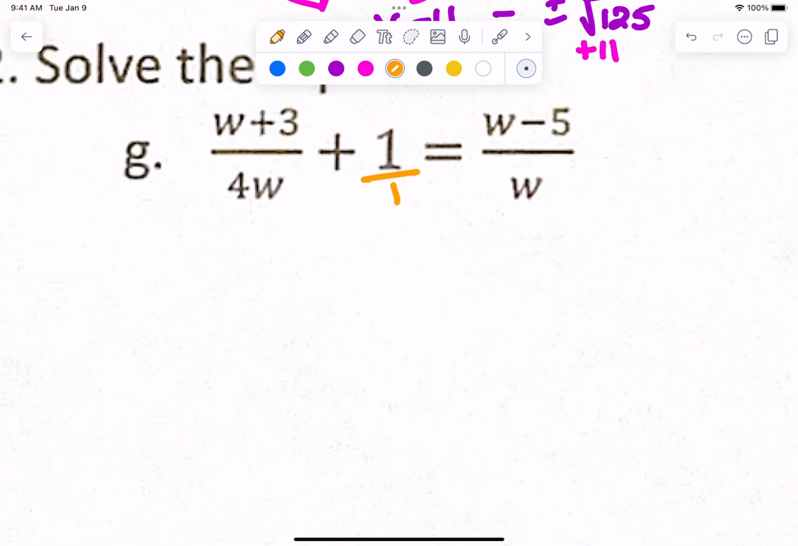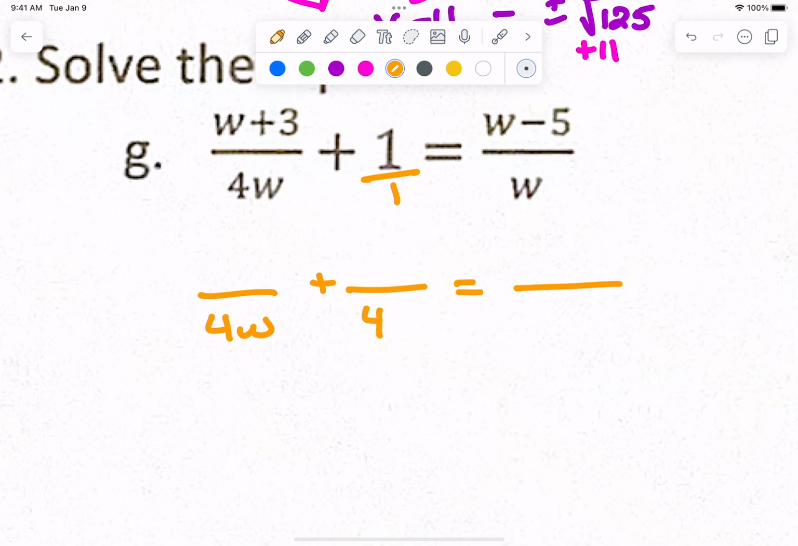1 over 1. Okay? We have 3 pieces. We want to find a common denominator. Common denominator is 4W. And we can cross off the bottoms. Why? Because of this equal sign. So let's cross the bottoms off.